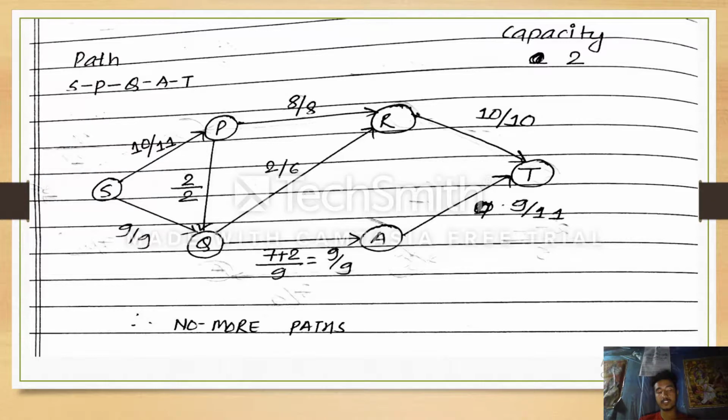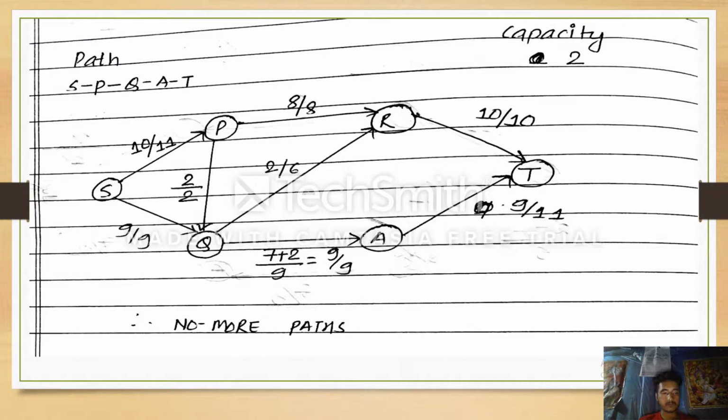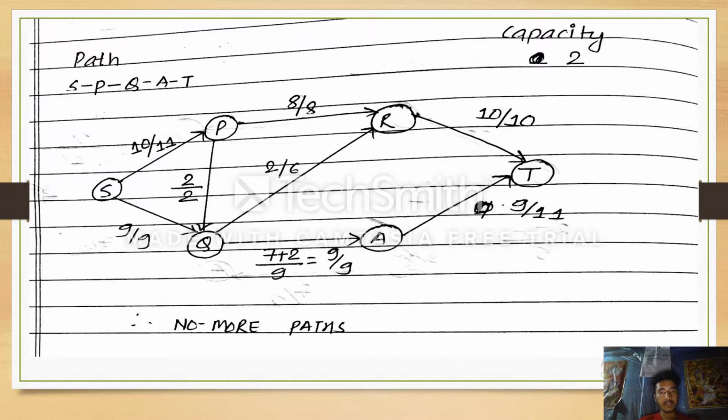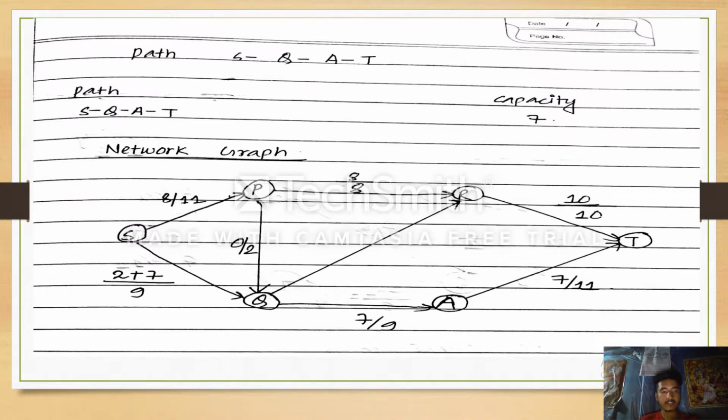So S to Q will not be connected in the level graph, and P to R and R to T will also not be connected in the level graph, like this. Now we can travel through S to Q, we can travel through P to Q, with capacity 7. We can't travel through P to R, but we can travel through the others, as the residual capacity is 3. PQ has the residual capacity of 2, QA has the residual capacity of 2, and A to T has the residual capacity of 2.